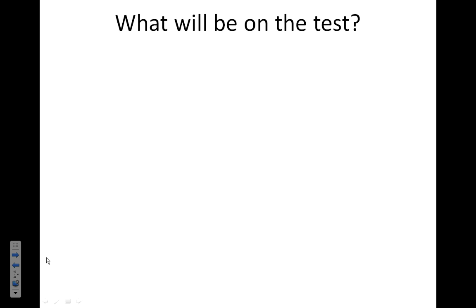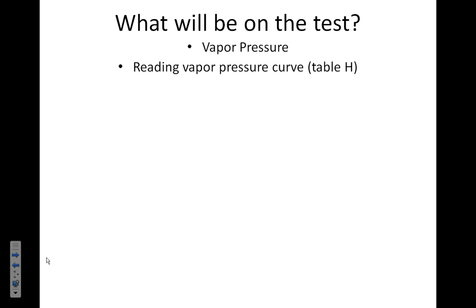So you have a test on Wednesday on liquids and solutions. We're going to talk about what is on that test. What do you have to be able to do? Well, we started the unit by talking about vapor pressure, if you'll remember. And let's see, vapor pressure and surface tension. So that's definitely going to be on there, and you'll be asked to read the vapor pressure curve on table H. There will be questions about that.